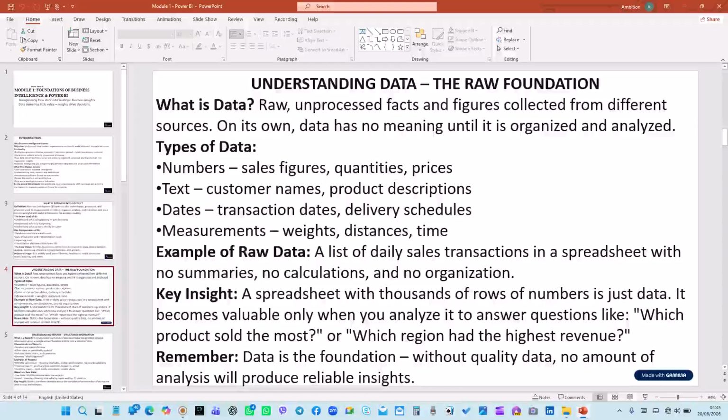Examples of raw data include a list of daily sales transactions in a spreadsheet with no summaries, no calculations, and no organization. The key insight here is that a spreadsheet with thousands of rows of numbers is just data. It becomes valuable only when you analyze it to answer questions like which product sells the most or which region has the highest revenue. Remember, data is the foundation. Without quality data, no amount of analysis will produce reliable insight.